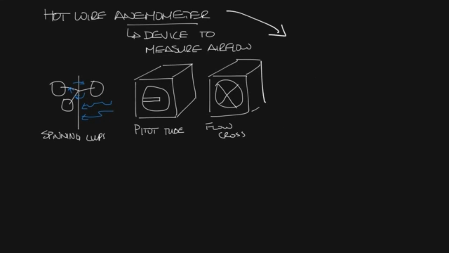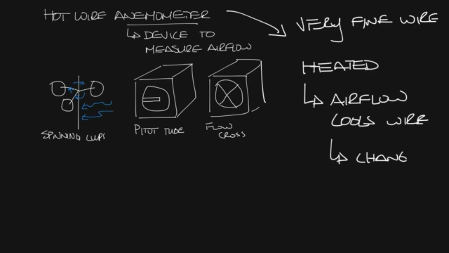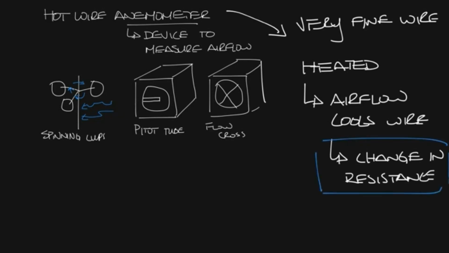So a hot wire anemometer is pretty much what it sounds like. It's a very fine wire that is heated and put in airflow. Air flowing past the wire cools the wire down. Since the electrical resistance of the wire changes with temperature, you can use this change in resistance caused by the temperature drop to calculate the airflow across the wire.